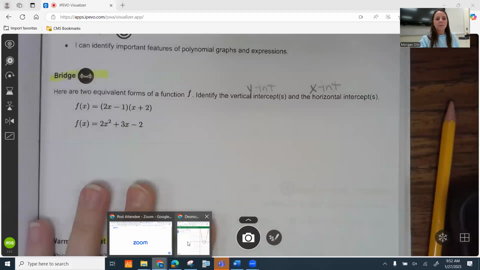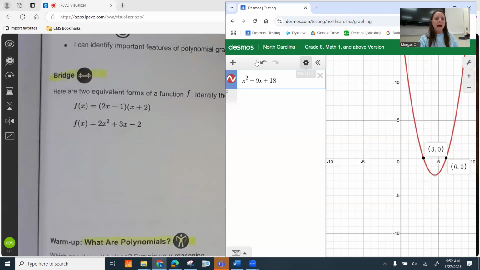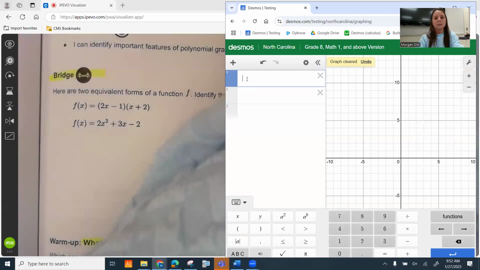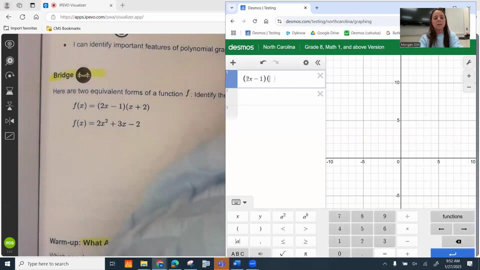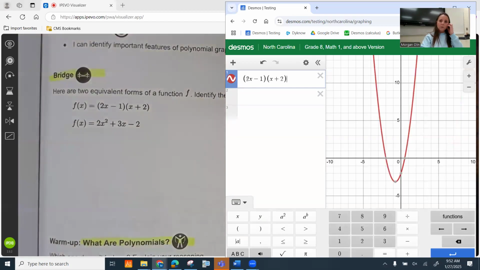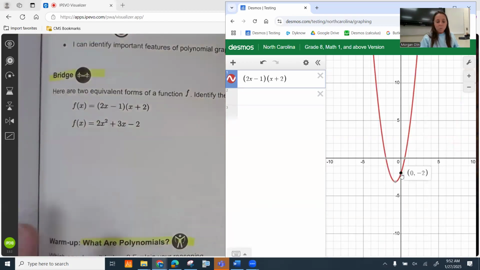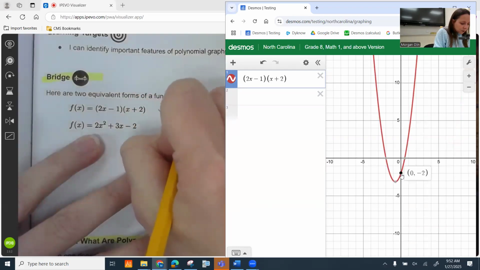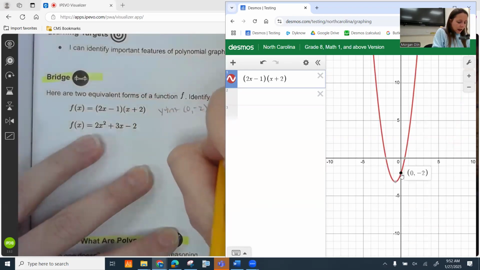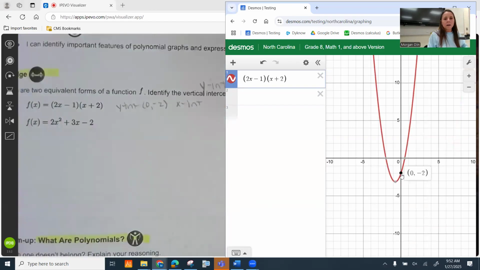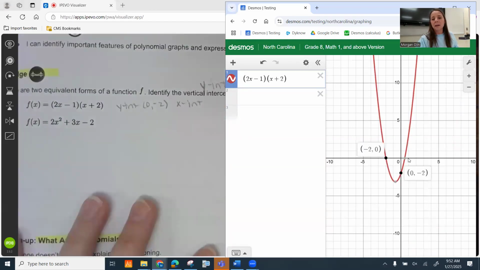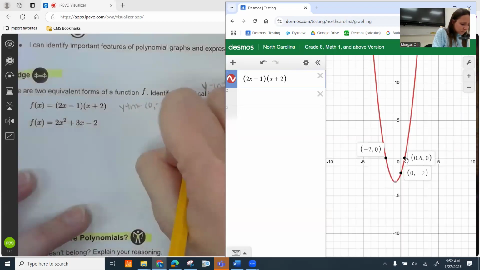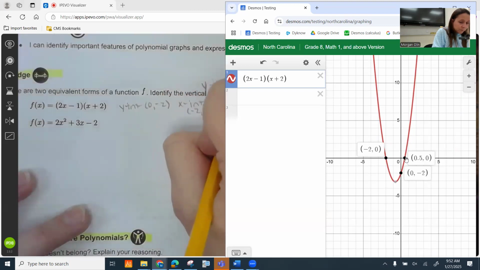All right, but let's go graph these. So we want to identify them. All right, so 2x minus 1 and then x plus 2. All right, so here we go. Here I can see my y-intercept on this first one is at 0, -2. All right, x-intercept, I actually have two of them. This is at -2 and that's at 0.5, which is 1/2. So that's -2, 0, and then 1/2, 0.